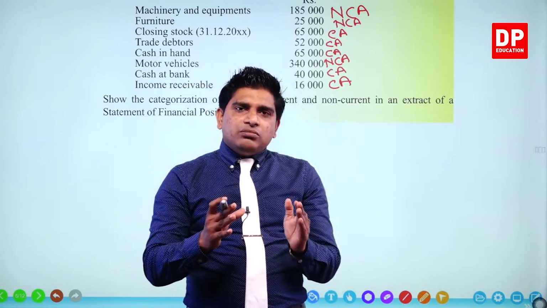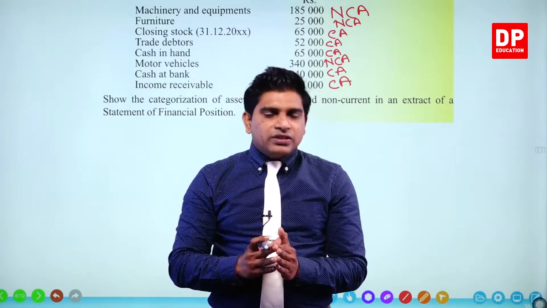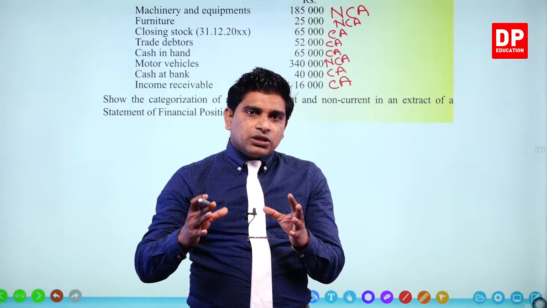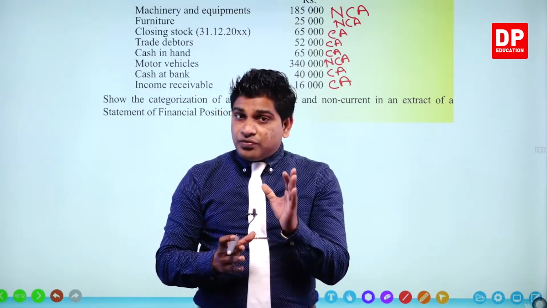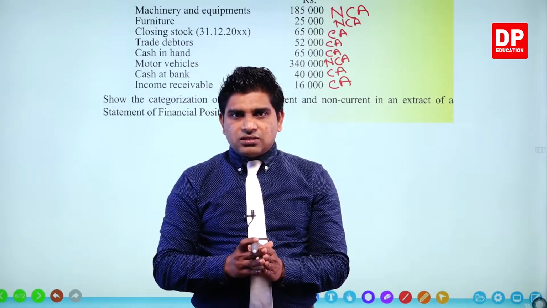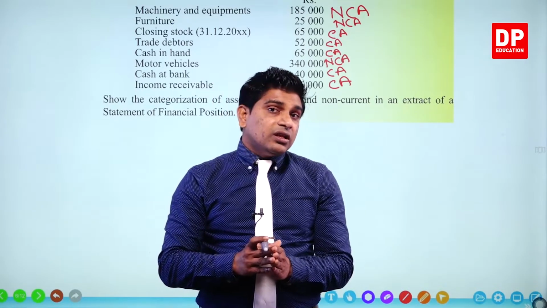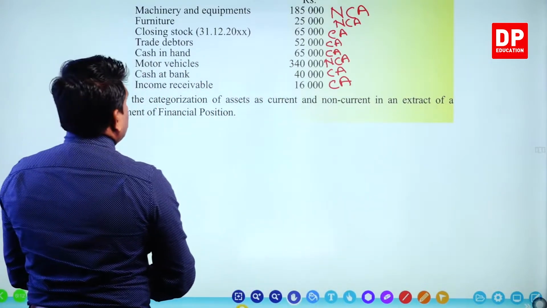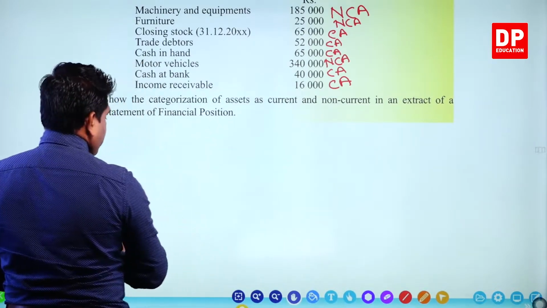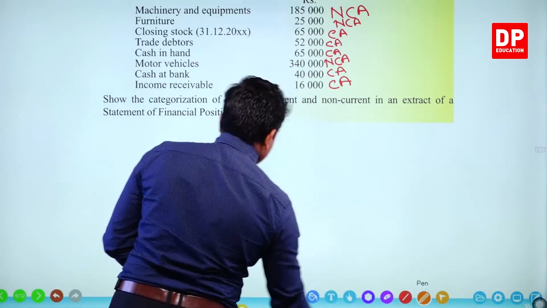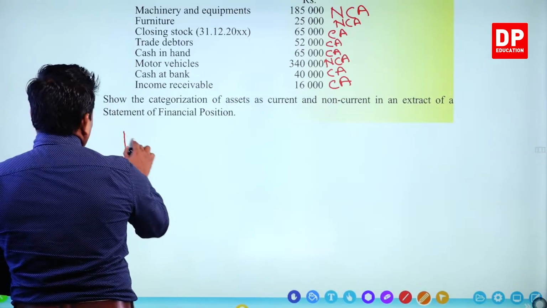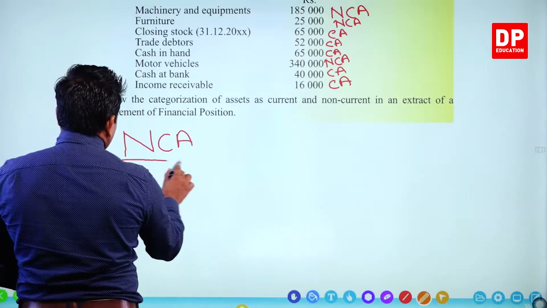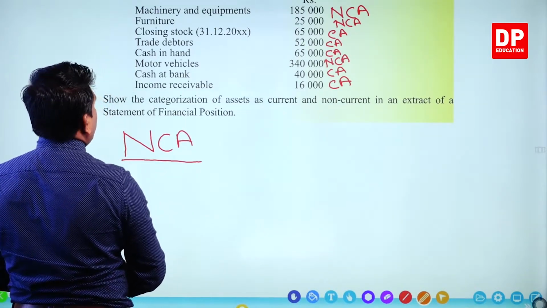You have to record them according to the liquidity concept. Liquidity, you know, is how long you take to convert a certain asset into cash with minimum losses. Right? With minimum losses. Then here we can classify non-current assets first. Then NCA means non-current assets, right?